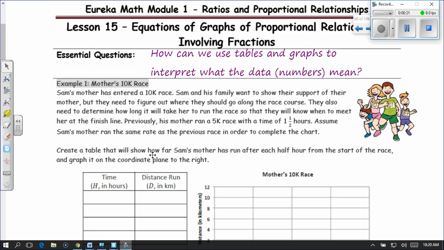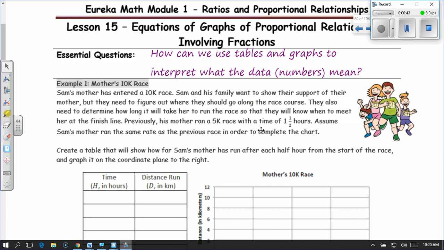Okay, we're going to start with this example of Mother's 10K race. Sam's mom has entered a 10K. Sam and his family want to show their support of their mother, but they need to figure out where they should go along the race course. They also need to determine how long it will take her to run the race so that they will know where to meet her at the finish line. Previously, his mother ran a 5K with a time of 1.5 hours.